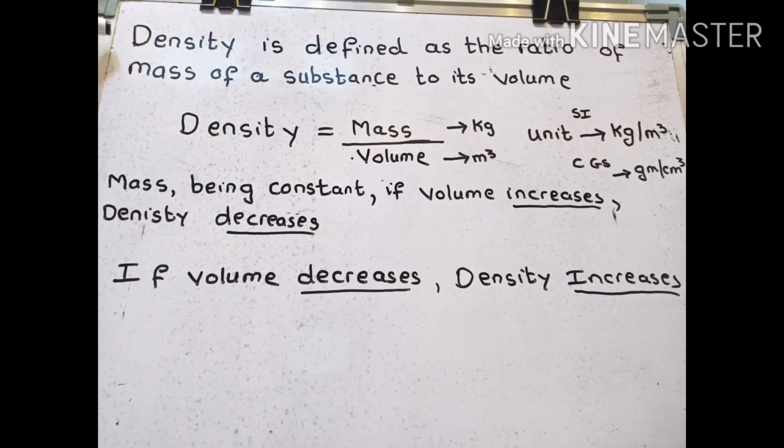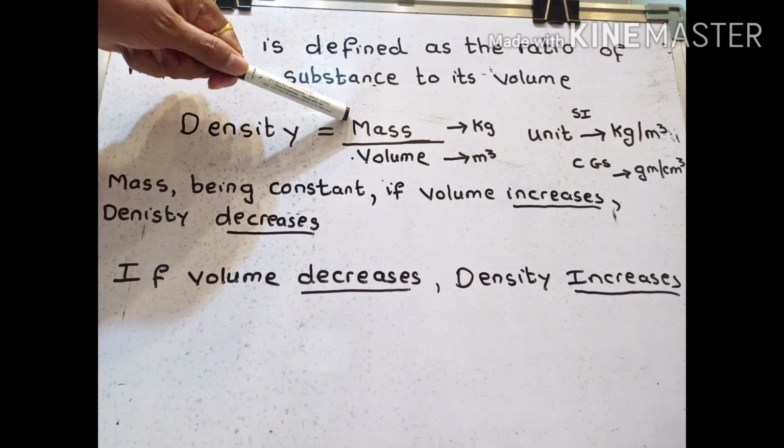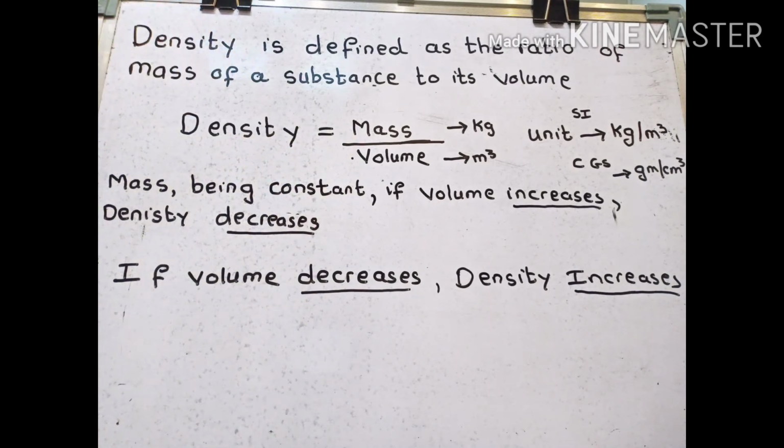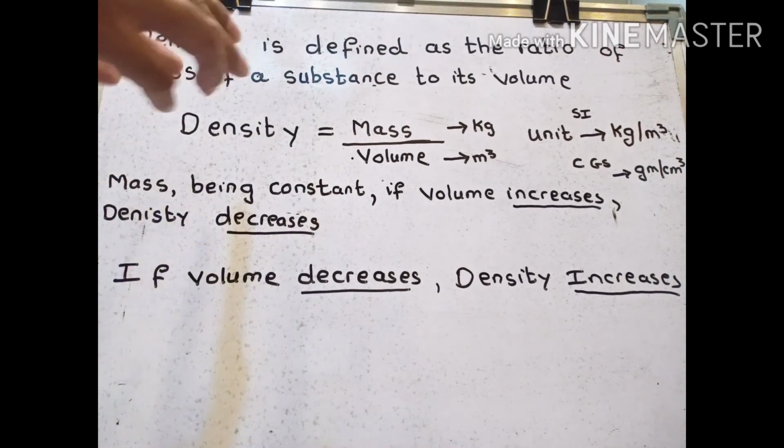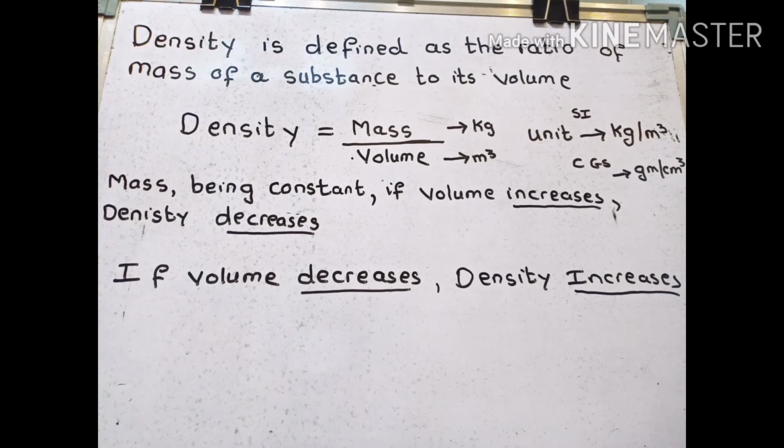So students, let's define density. Density is defined as the ratio of the mass of a substance to its volume. Density can be given as mass upon volume, right? So from this expression you can see, if the mass remains constant and if the volume increases, the density value will decrease, right? On the other hand, if the volume decreases, then density increases.